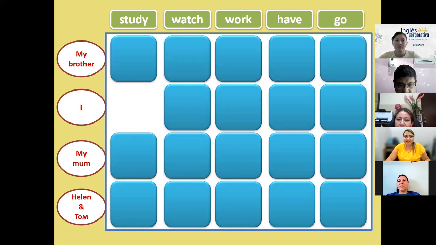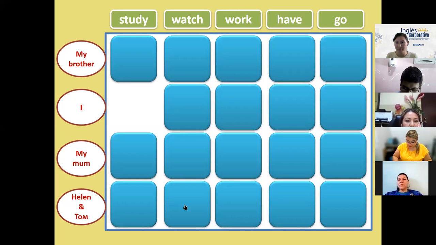Maimón tiene que ser la siguiente, teacher. No, o puede ser Helen y Tom. Helen y Tom, ¿y cuál verbo? Watch. Ok, muy bien. Helen y Tom watch. To TV. Sin el to. They watch TV. Helen y Tom watch TV. Excellent. The negative form?